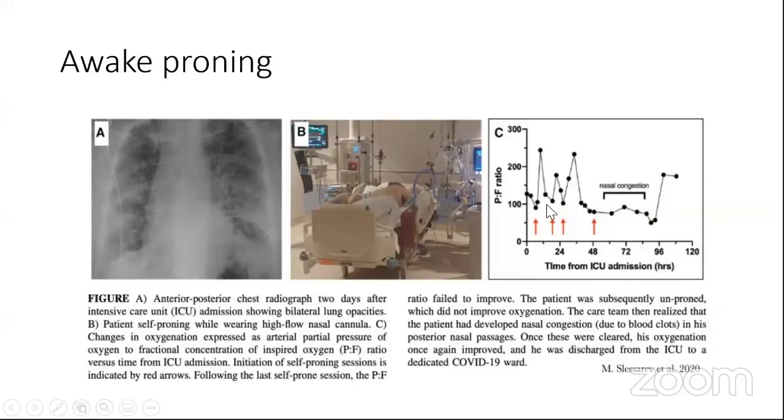Then you put him supine again, then the BF ratio decreases. The red arrows show the time of putting your patient in prone position. Here, we started to put him in prone position, but he didn't respond because he had some nasal congestion and because of position. So once he cleared his nose, he started to respond again to awake prone.